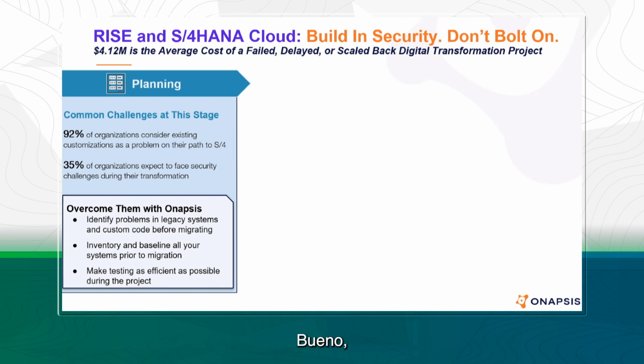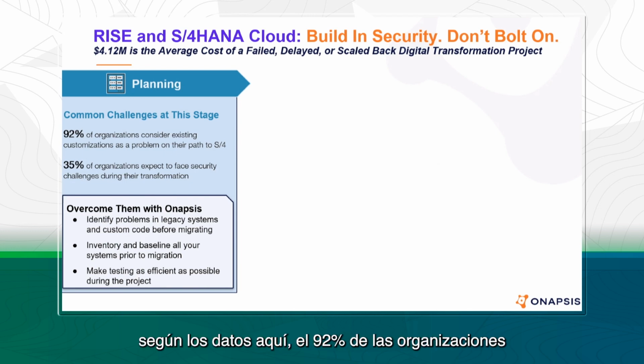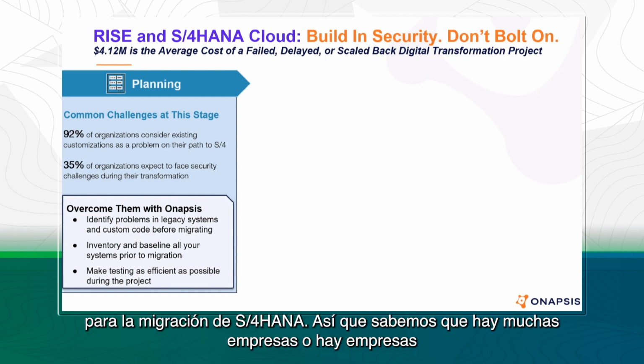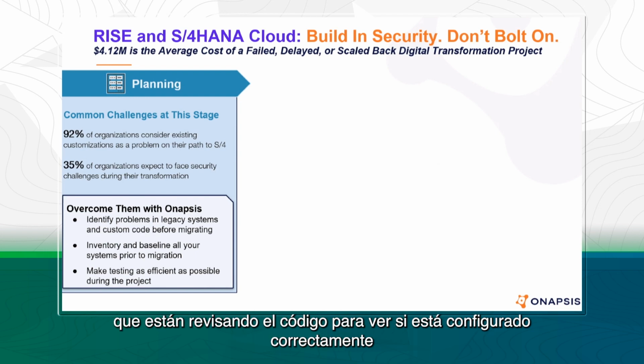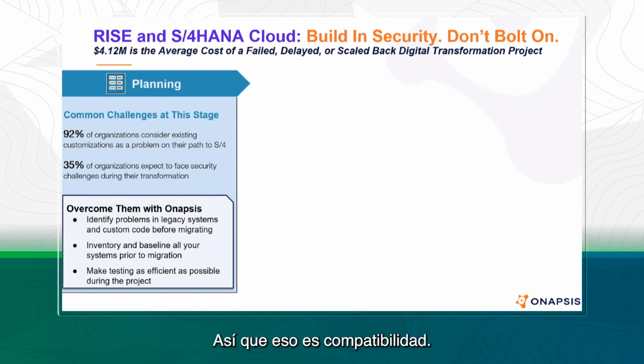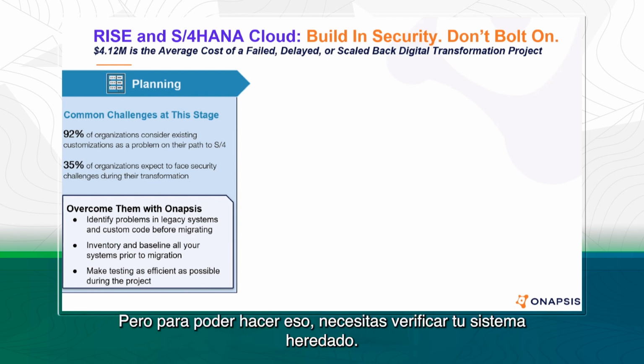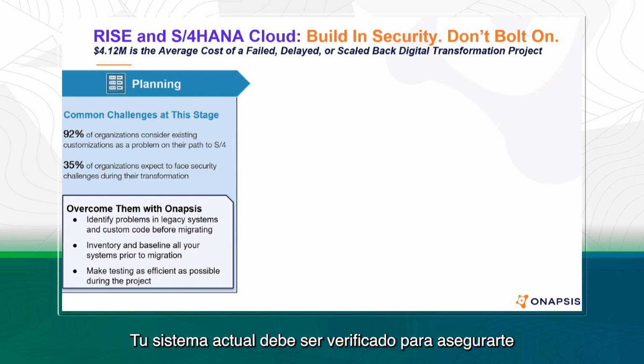Well, as the data here shows, 92% of organizations consider existing customization a problem on their path to S/4HANA. So we know there are companies just reviewing code to see if it's properly set for S/4 or not. That's compatibility. We are also extending that to checking the security. But how to do that? You need to check your legacy system. Your actual system needs to be checked in order to ensure that the S/4 is properly secure at the end.